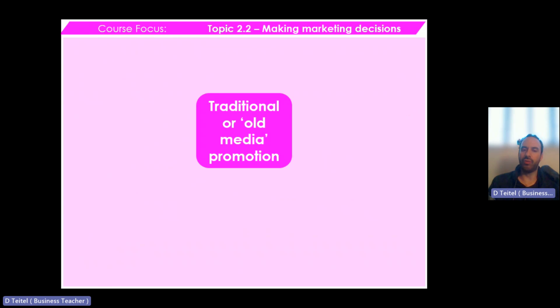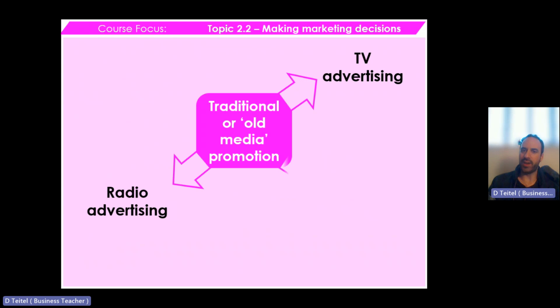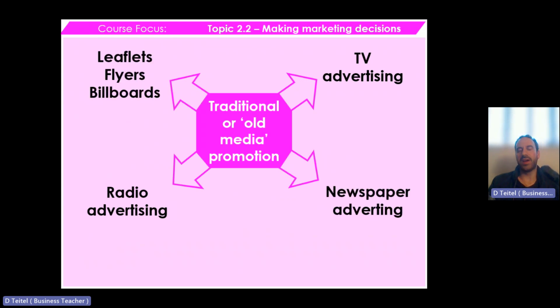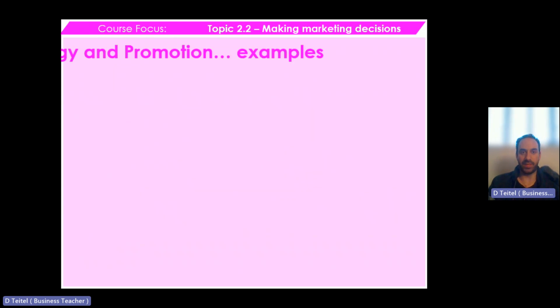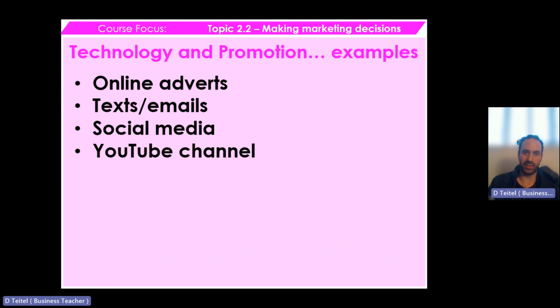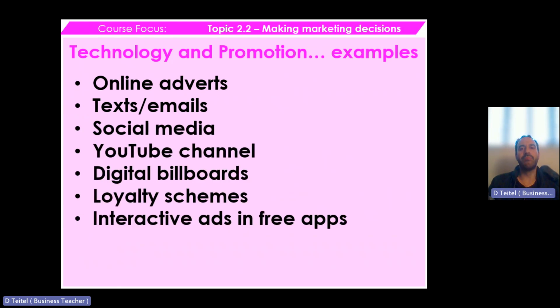So the traditional or old media promotion would be your TV advertising, your radio advertising, your newspaper advertising, and leaflets, flyers, and billboards. But the world has changed and businesses need to adapt because people are using things very differently now. So technology and promotion, these are the ways that tend to get used now. This is what most businesses are looking at, of how to reach their target market, because a lot of people aren't watching TV anymore and they're not listening to the radio.